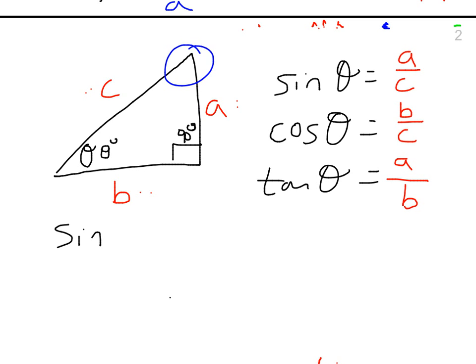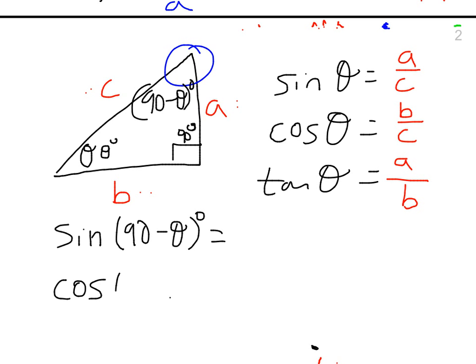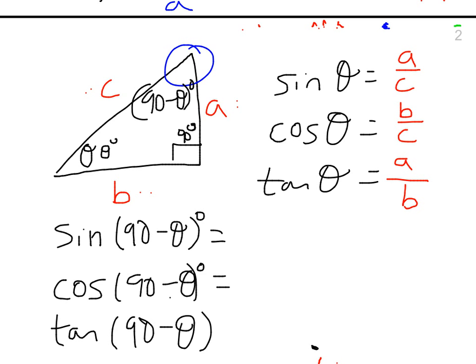This is theta degrees. In order for this whole thing to add up to 180, this guy has to be 90 minus theta degrees. So what does that do? Well, now we can calculate some other things that we haven't been asked for before. We can find the sine of 90 minus theta degrees, the cosine of 90 minus theta degrees, and the tangent of 90 minus theta degrees.